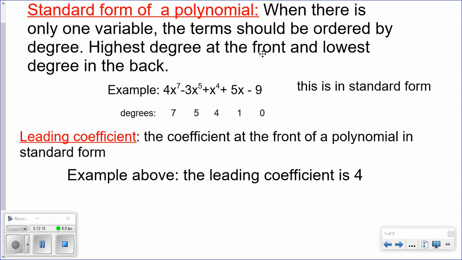This will be on your quiz for sure. This is like the first 2 questions. Being able to put something in standard form and identify the leading coefficient.